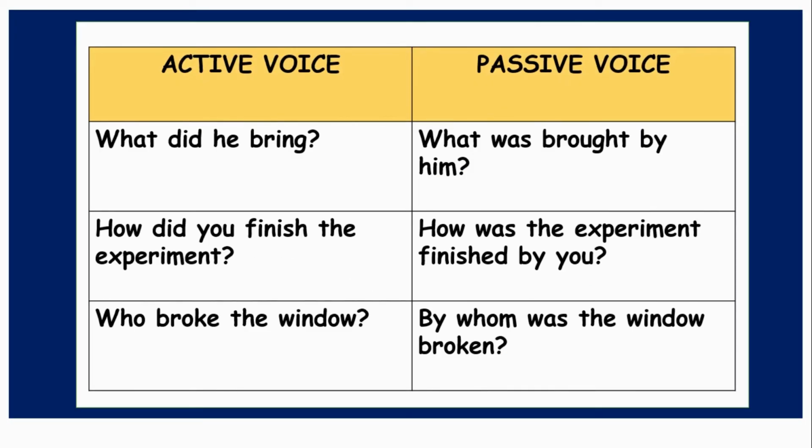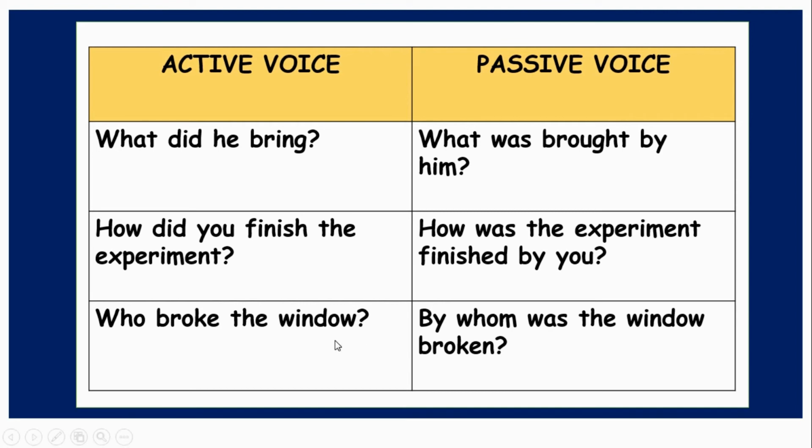First one, what did he bring? WH word plus did plus subject plus V1. Okay, what did he bring? And in passive voice, what was brought by him? WH word plus was plus past participle plus subject. Okay, and then how did you finish the experiment? Passive voice is how was the experiment finished by you? Okay, WH word plus was plus. Here the experiment object is given here, so no worries at all.